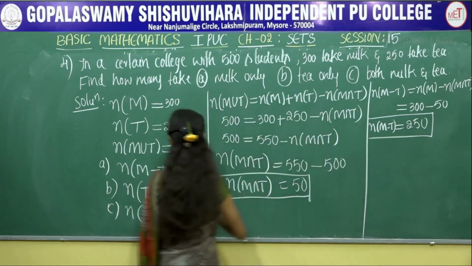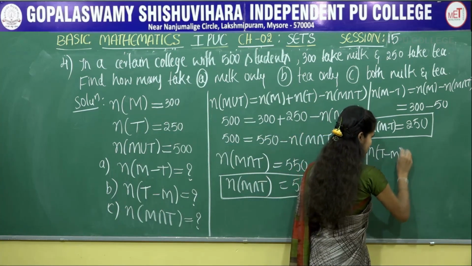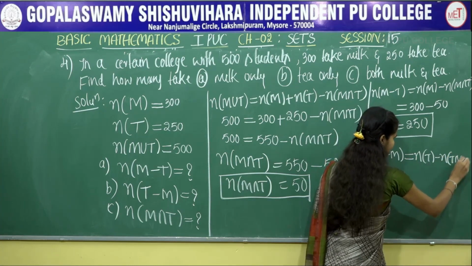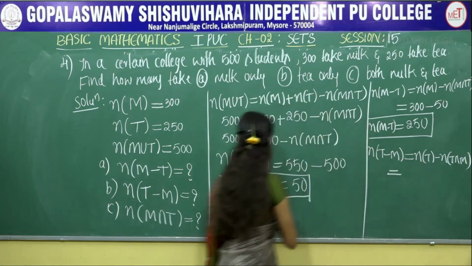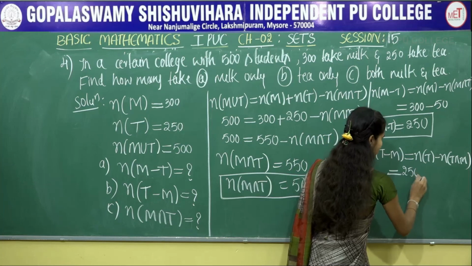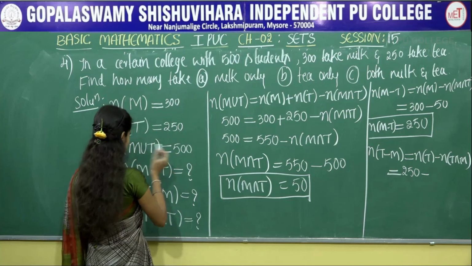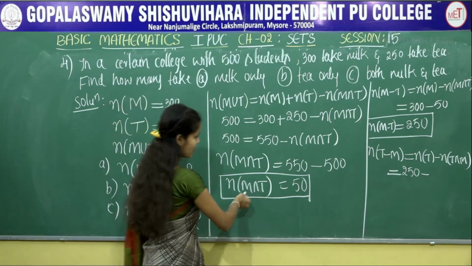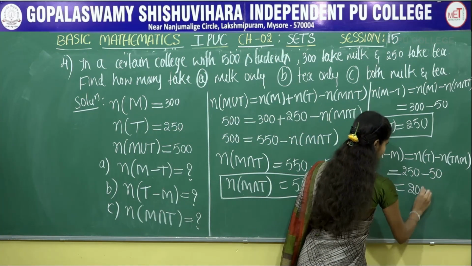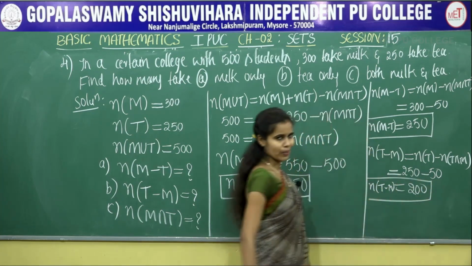Next we want n of T minus M. n of T minus M is equal to n of T minus n of T intersection M. So n of T is 250 minus n of T intersection M, or M intersection T, is 50. So 250 minus 50, 200. Therefore n of T minus M is equal to 200.